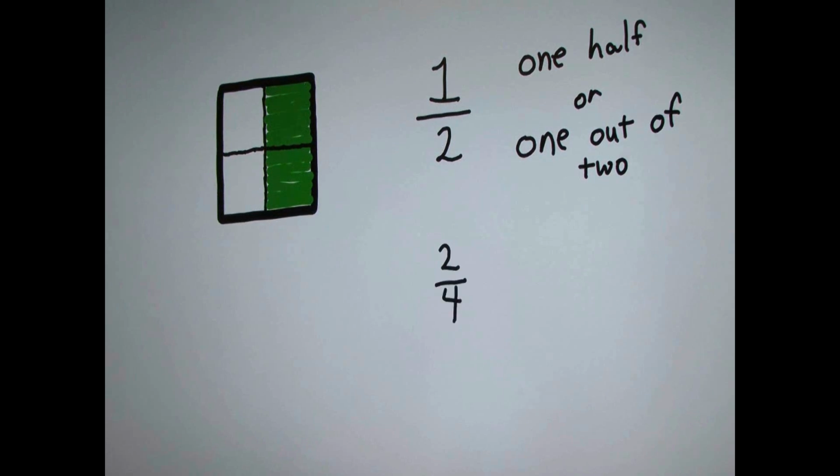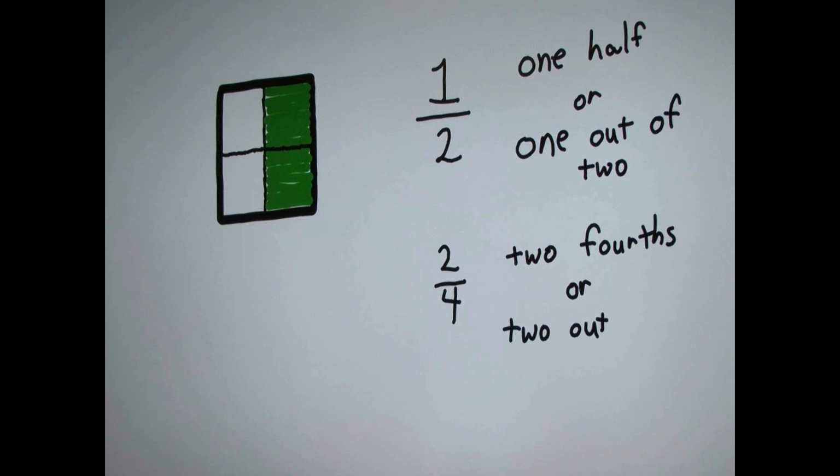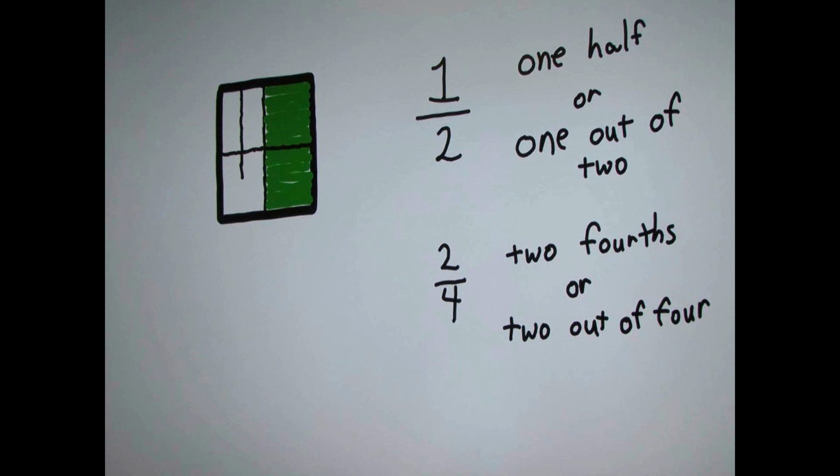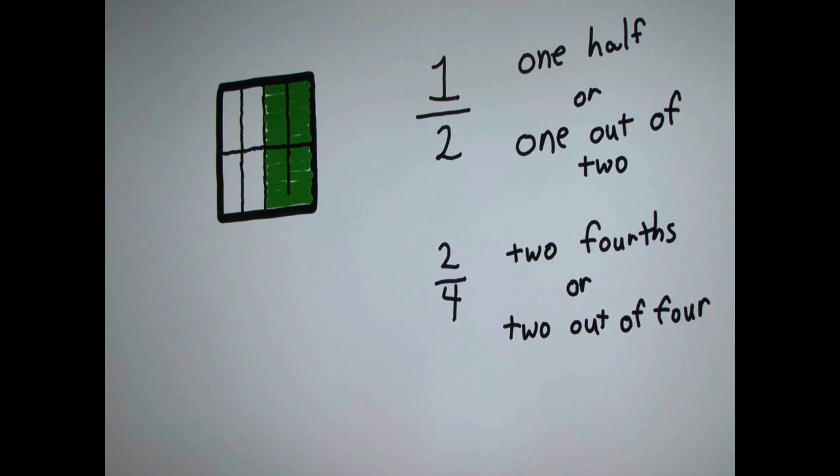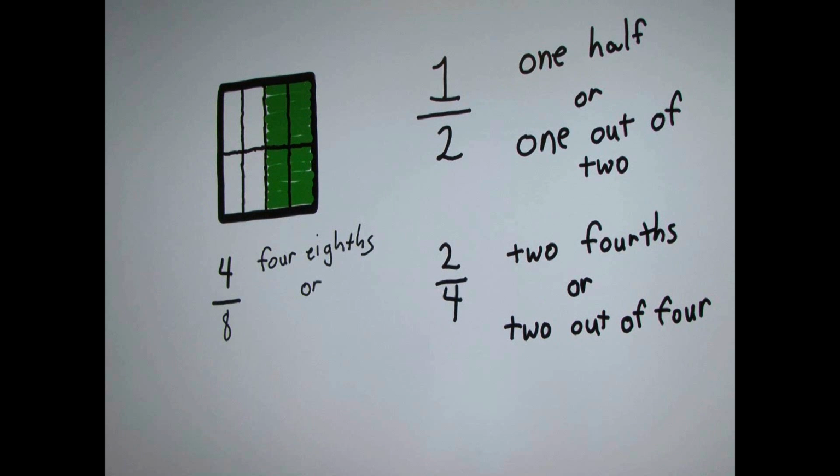Now we have 2/4, or 2 out of 4. Of the now 4 equally sized parts of the whole, 2 of them are green. Sometimes you may hear this said as 2/4. We can cut the box into even more equally sized parts. Now we have 8 pieces total and 4 of them are green. We can call this 4/8, or 4 out of 8. Again, note that all the pieces are the same size. This is important. If the pieces of the whole are not the same size, they are not fractions.